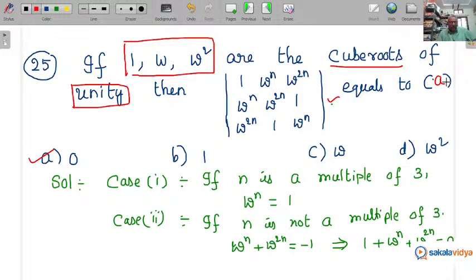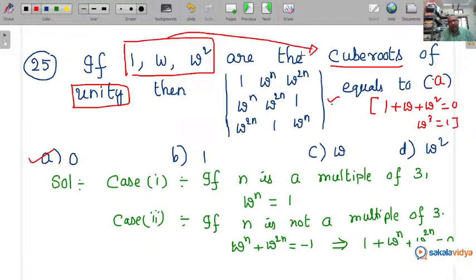Or directly we can do it: put n equal to 1, giving 1, omega, omega square like that. If you apply C1 written as C1 plus C2 plus C3, since 1, omega, omega square are the cube roots of unity, you get two conditions: 1 plus omega plus omega square is always 0 and omega cube is equal to 1. These two conditions will be satisfied if 1, omega, omega square are the cube roots of unity.